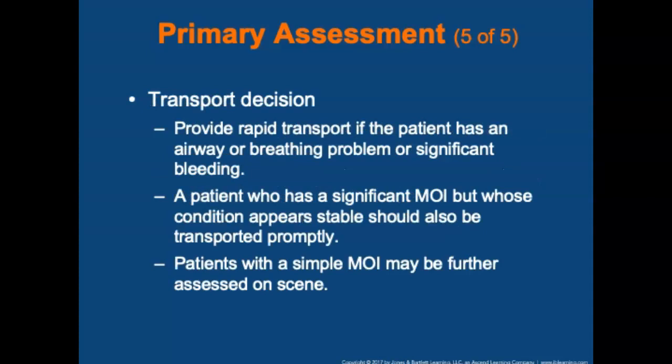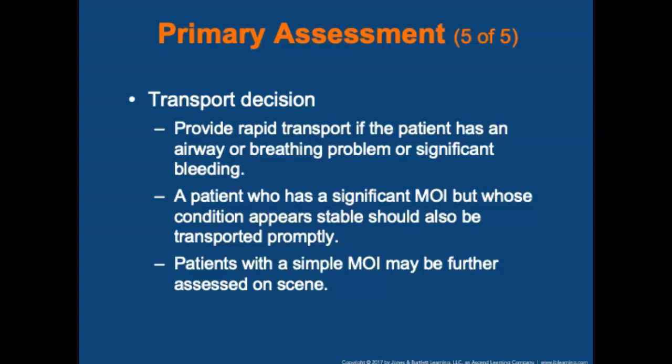And then the transport decision. So if the patient you're treating has an airway or breathing problem or significant bleeding, of course, provide rapid transport to the hospital for treatment. A patient who has a significant MOI, but whose condition appears otherwise stable, should also be transported promptly.